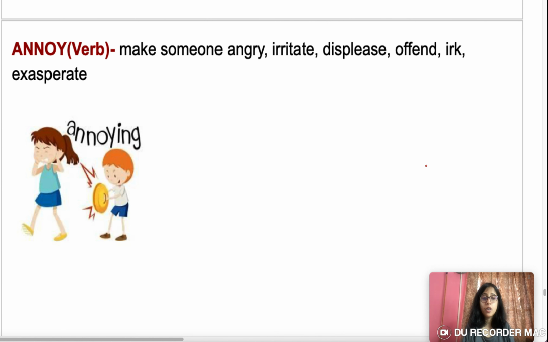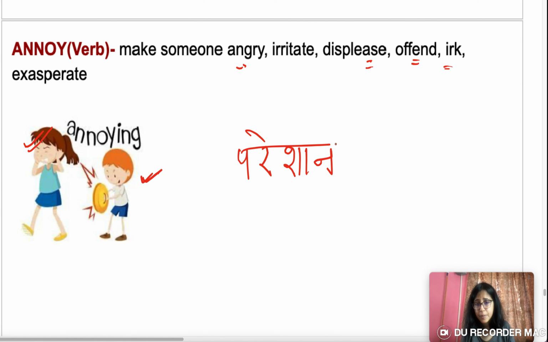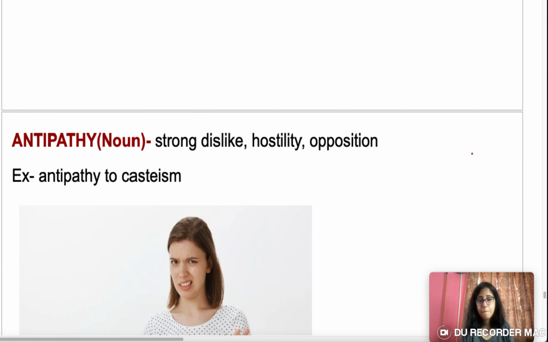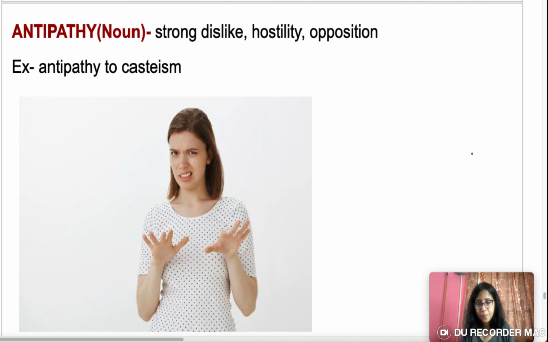Next. Annoy. Annoy is a verb. Annoy means to irritate someone. Like this boy is irritating his sister. Okay. So annoy means to irritate someone, to make someone angry, to displease, to offend, to irk, to exasperate someone. Okay. So in Hindi, what can you say? In Hindi, we can say jhagda karna ya fir pareshan karna. Right. In Hindi, we can say pareshan karna.